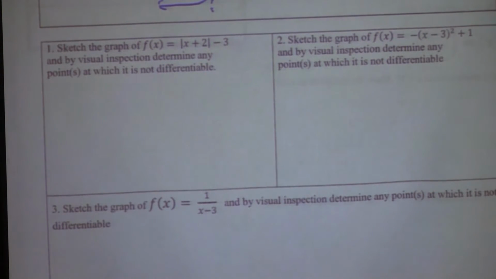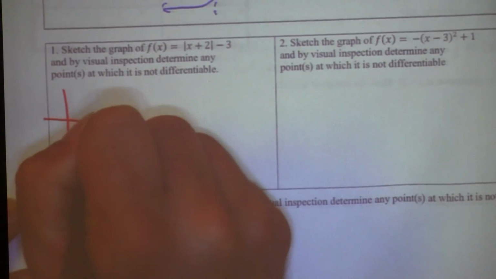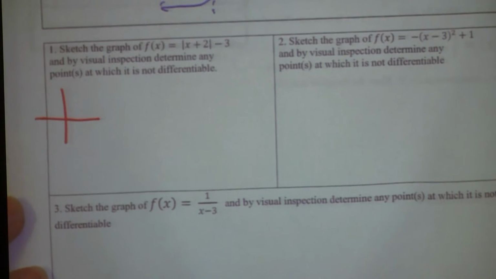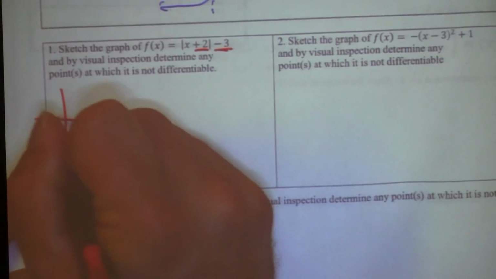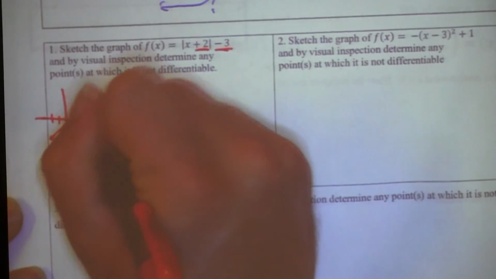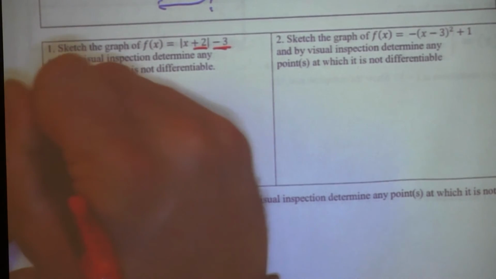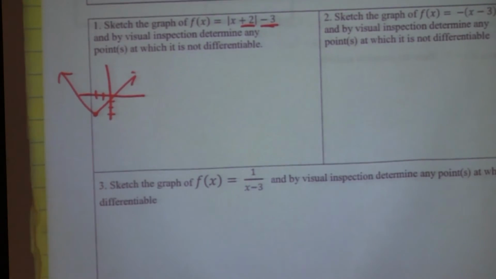So what does the absolute value graph look like? It's a V, right? Now this isn't the original absolute value graph. It was transformed. It moved. How did it move? 3 down and 2 to the left. Very good. So 2 to the left and 1, 2, 3. That's where my vertex is, and it should be opening up because there were no reflections. So it says, by visual inspection, determine any points at which it is not differentiable.